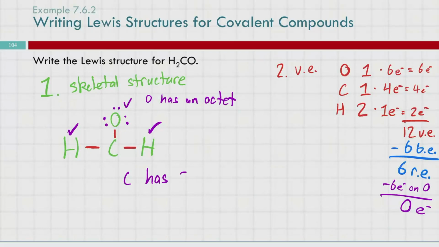Carbon has 3 bonds, 0 lone pairs, which is a total of 6 electrons. That is not an octet. We're too short, but not the wrapper. How do we get 2 more electrons on carbon?